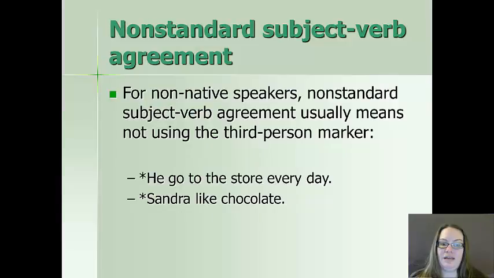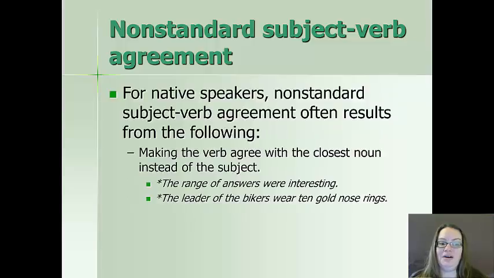Non-native speakers often have non-standard subject-verb agreement when they forget to use the third-person singular marker. So sentences like this: he go to the store every day. Sandra like chocolate. Okay? Native speakers actually make multiple errors. For native speakers, non-standard subject-verb agreement often results from the following: making the verb agree with the closest noun instead of the subject. So here's the first way that native speakers make mistakes.